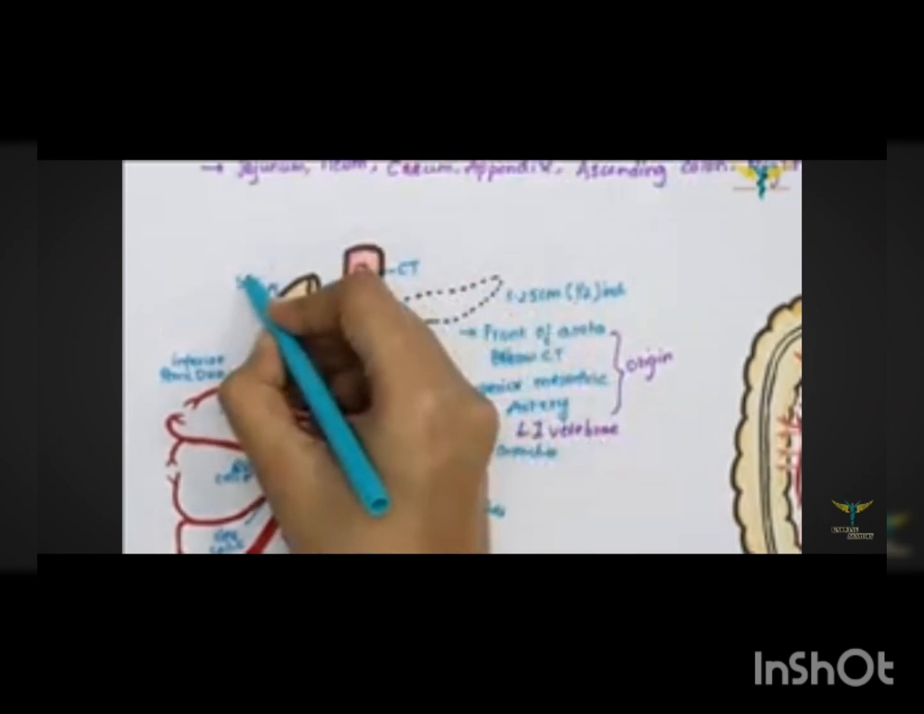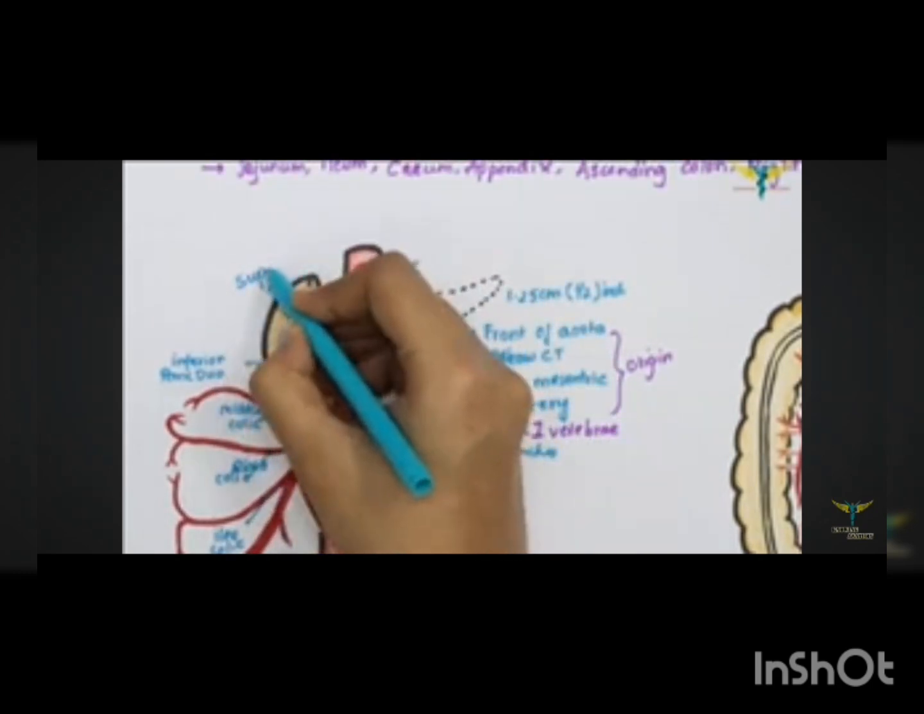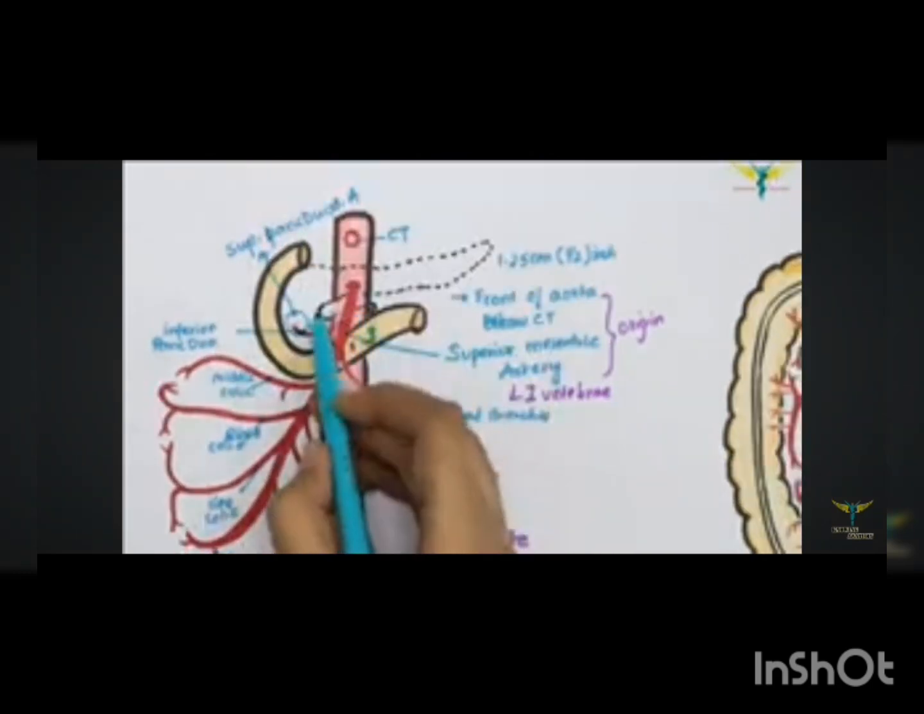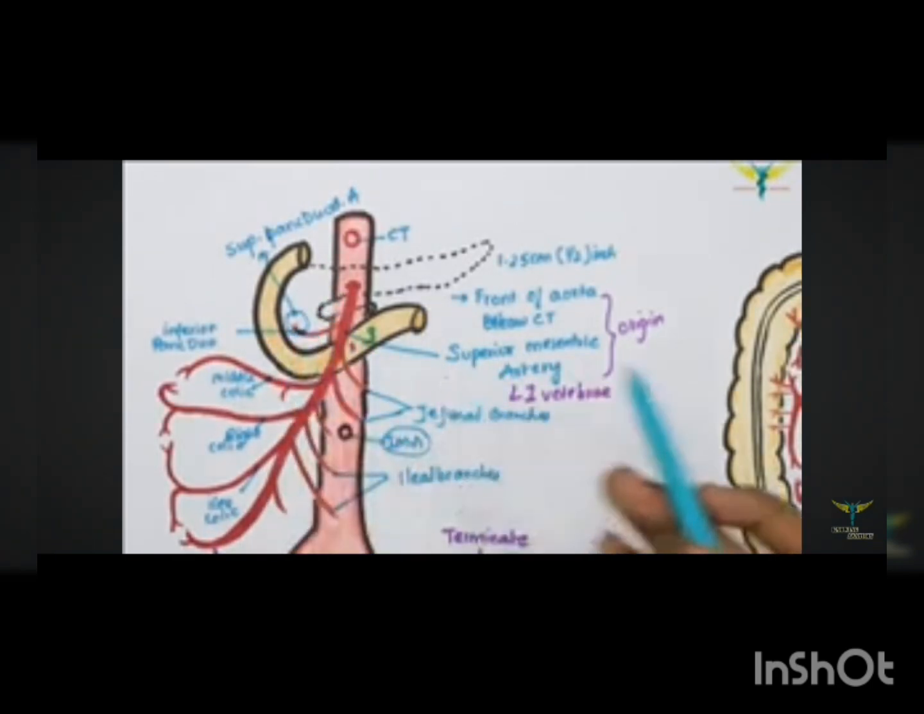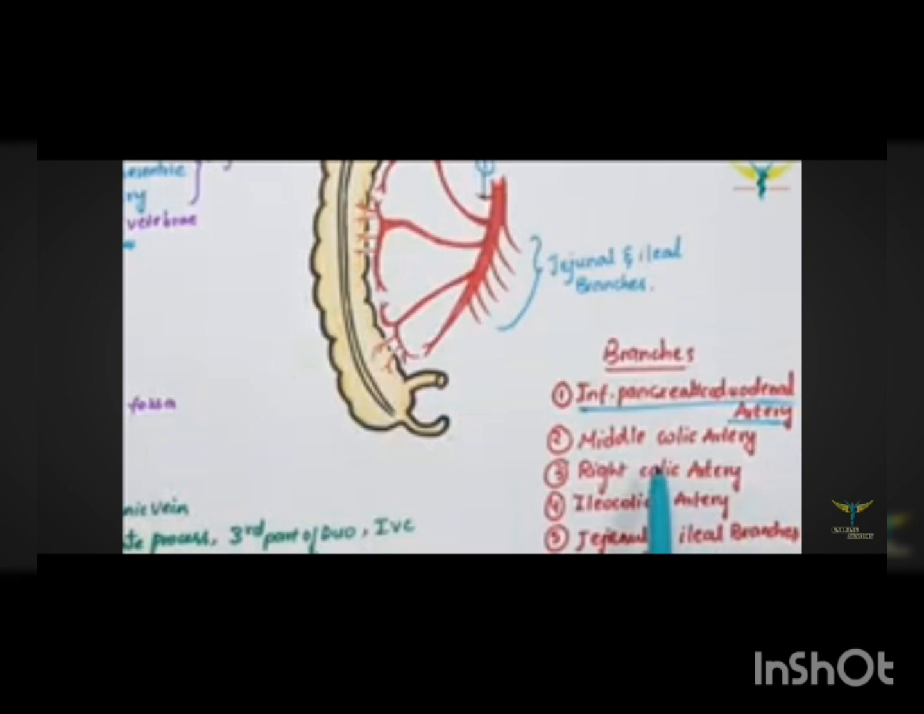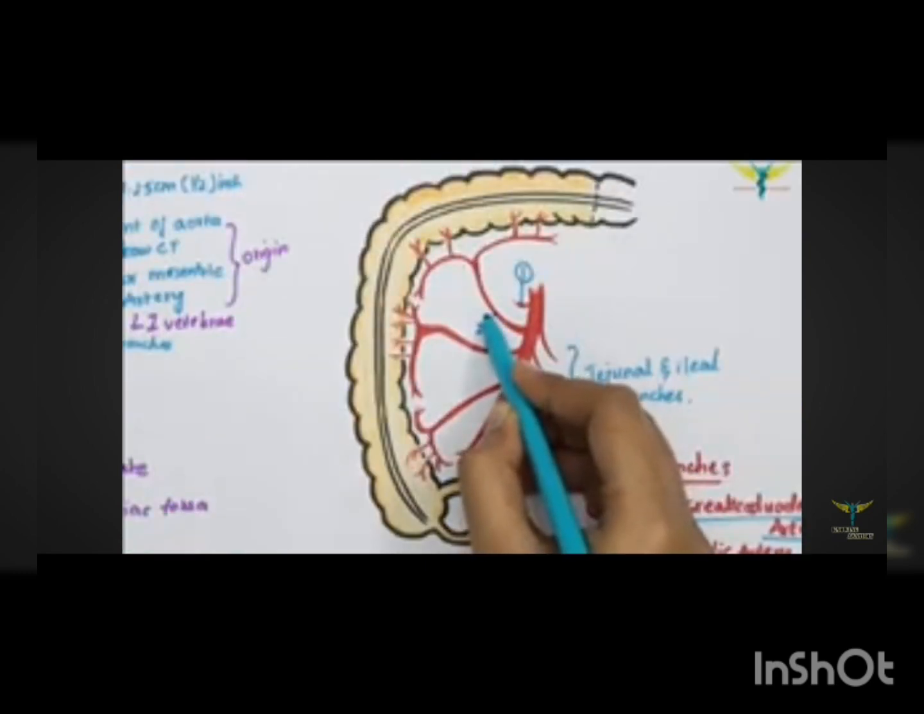It anastomoses with the superior pancreaticoduodenal artery. So this inferior pancreaticoduodenal artery is the first branch of the superior mesenteric artery. And the second branch is the middle colic artery. In this diagram, this is the middle colic artery.